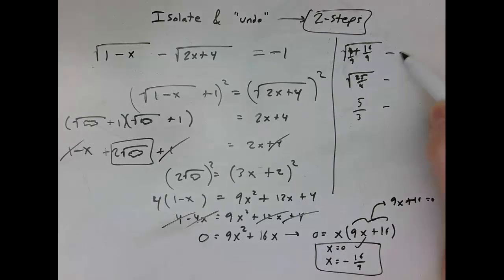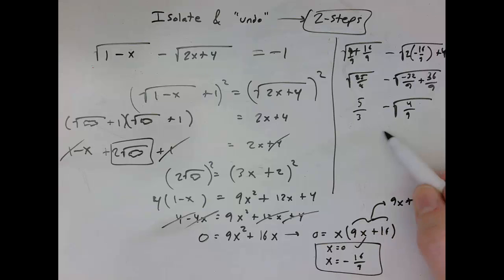Okay, so what about this other one? I've got 2 times negative 16 over 9 plus 4. So that gives me, what's that? Negative 32 ninths plus 4. Let's rewrite this under the same denominator. So 4 times 9 is 36 ninths. So that gives me 36 minus 32 is 4 ninths. So that gives me 2/3. So 5/3 minus 2/3 equals 3/3, which is 1. But 1 is not the same thing as negative 1.